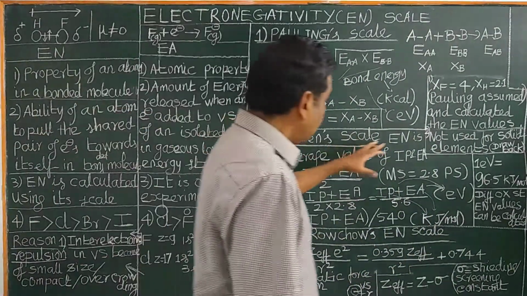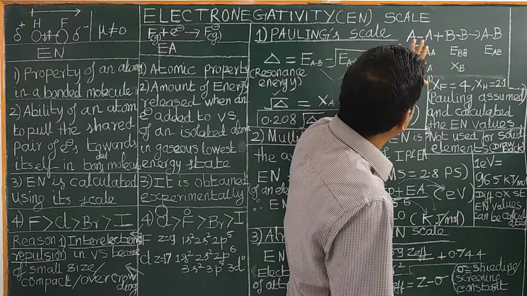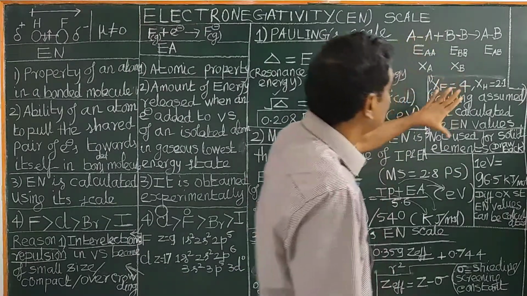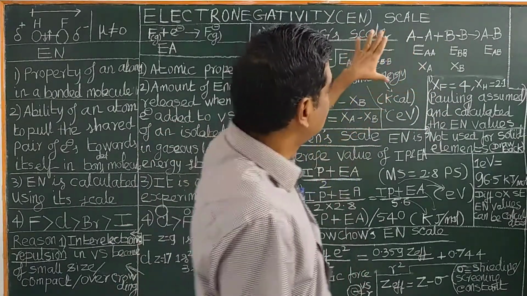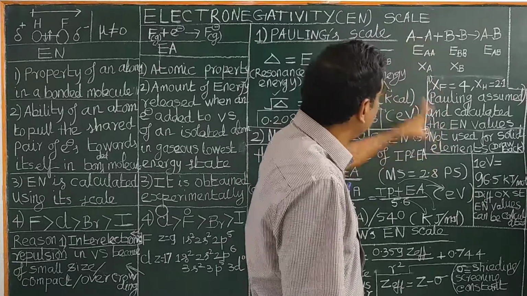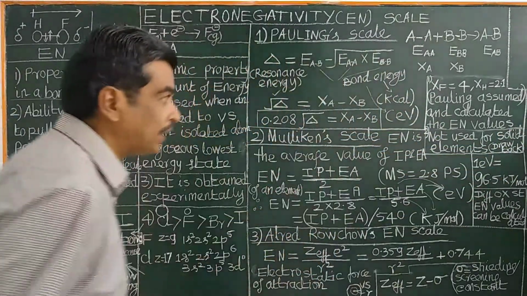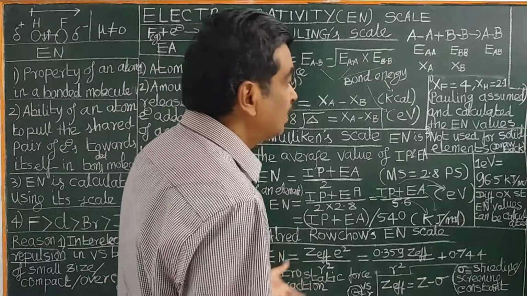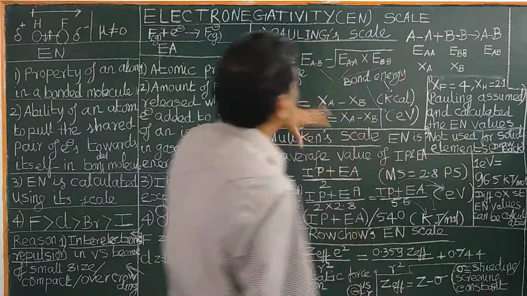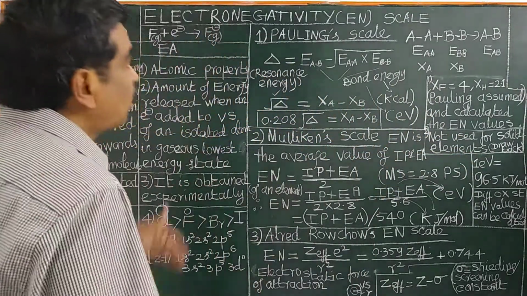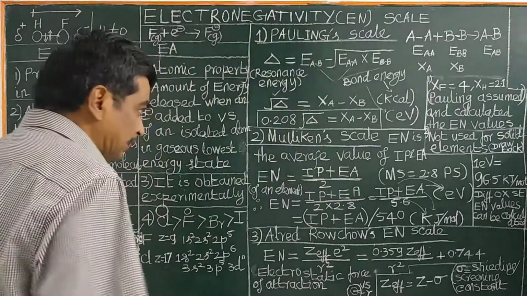Next, what is the limitation? It is used for molecules, elements in the molecular state. It is not used for elements in the solid state, for example sodium metal, lithium metal, iron. This method cannot be used. This is the drawback. What is the limitation of Pauling's method? This method is not applicable for elements in the solid state.